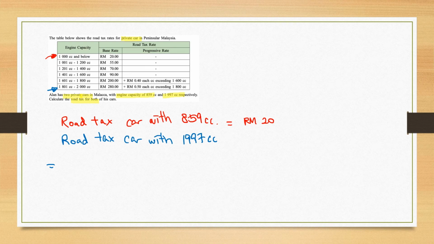Now, look at this formula right here. This is how we do it. First thing first, you have to find your 280. You first add this particular amount and then add this particular amount. Simple as that. How do we do it? 280 ringgit plus your 1997cc minus your 1800cc right here. So you can see here. Let me rewrite that so it's clearer.